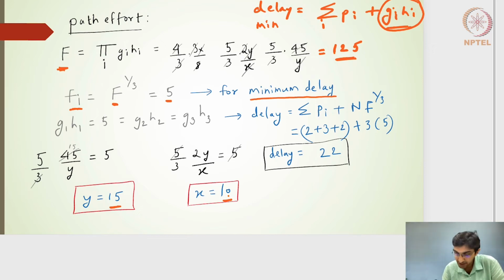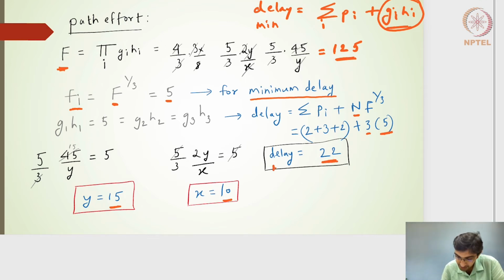And what is the minimum delay? We can find out using this particular formula expression, which is nothing but the summation of Pi plus the number of stages multiplied by f raised to 1 by n, where n is equal to 3 here, so it will be 3 multiplied by 5, and then the summation of all the parasitics, which will be 2 plus 3 plus 2, which will be nothing but 22.